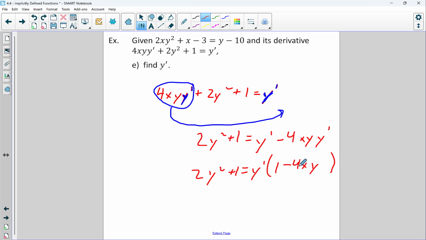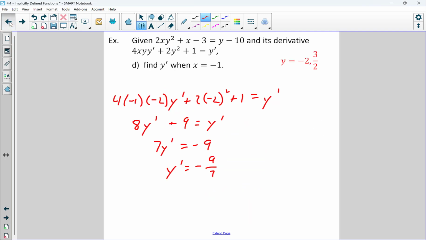Left side was unmolested. Goal is to get y prime by itself. Y prime is being multiplied by this quantity, so let's divide. So I'm going to rewrite this as y prime equals, it's going to be a big old fraction. This is on the top, 2y squared plus 1. And then this is going to be on the bottom, 1 minus 4xy. Final answer.